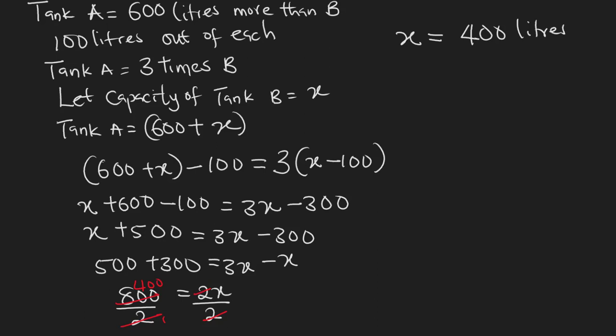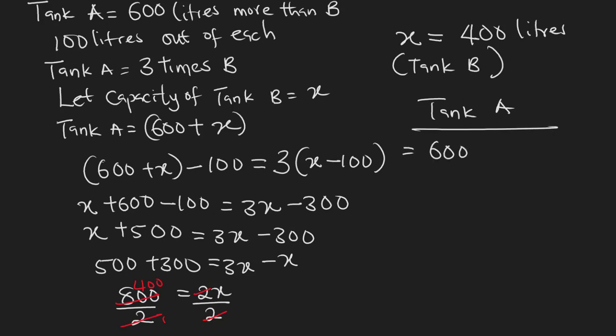Can you see? Then how can we actually get our tank A? Remember that this is tank B because it is actually X. So how can we get our tank A? Remember we said that it is 600 liters more than tank B. So tank A is equal to what? It is equal to 600 plus tank B, which is X.